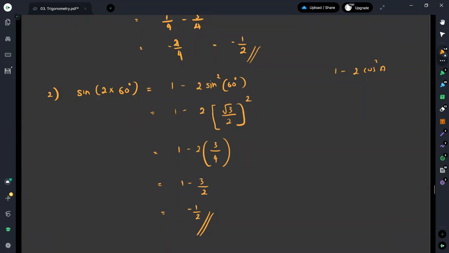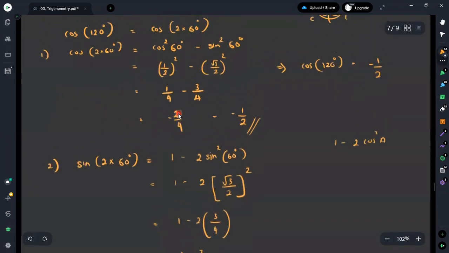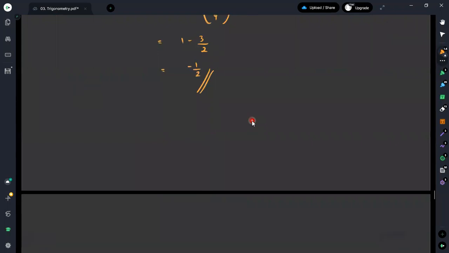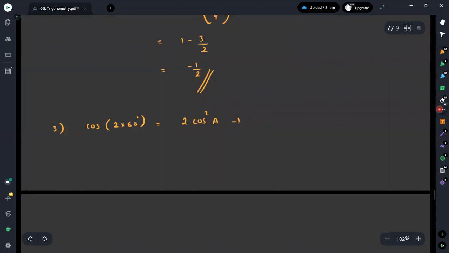Now you can see that using the first and second equations, we have obtained a similar result. But we'll see what will happen if we use the third equation as well. If we take the same value, 2 times 60, then we'll take it as 2 times cos squared A minus 1. Instead of A, you can take 60 degrees. Then cosine 60 is equal to half.